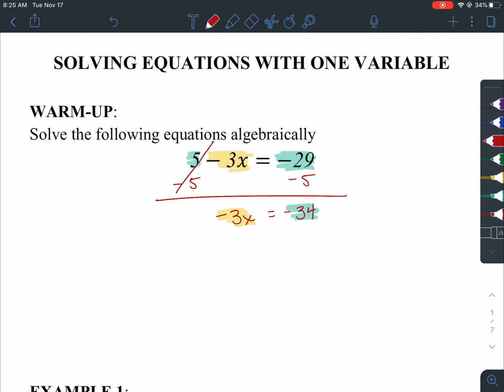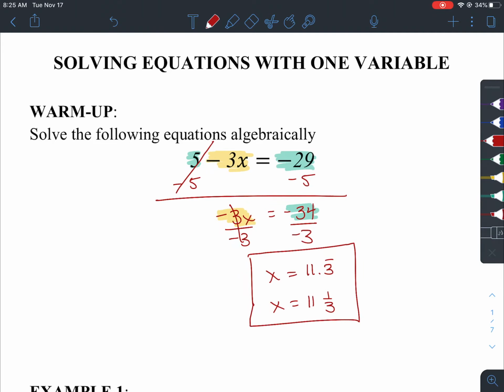Last step here is we have negative 3 times x. To undo that, we do division, so we divide by negative 3 on both sides, and we're left with x equals 11.3 repeating. You could also have x equals 11 and 1/3. Both of those answers are fine.